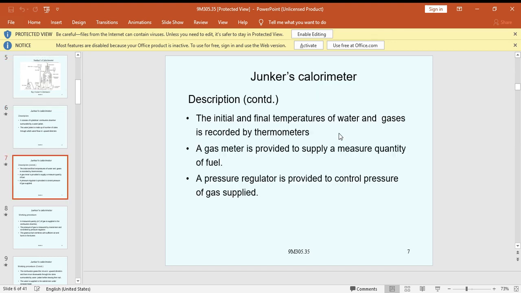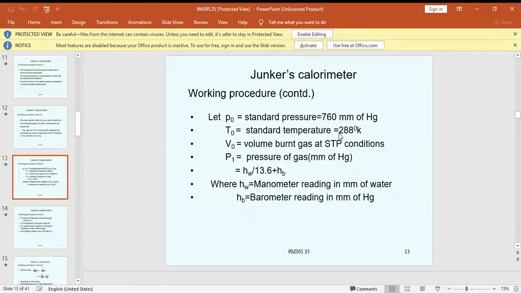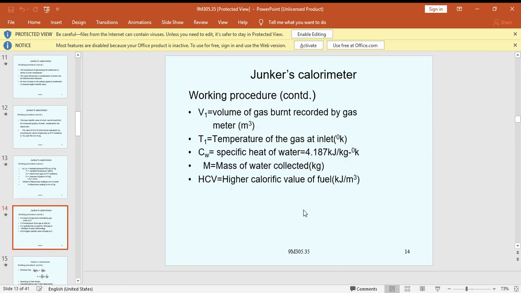Then there is the same process for SCV and LCV volume. Let P naught be the standard pressure, 760 mm of mercury. T naught is the standard temperature, 15 degrees centigrade, converted into 288 Kelvin. V naught is the volume of the gas at STP condition, and P1 is the pressure of the gas in mm of mercury, HW plus HB. HW is the manometer reading in mm of water. HB is the barometer reading in mm of mercury.